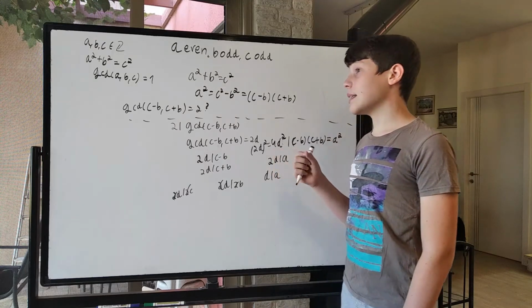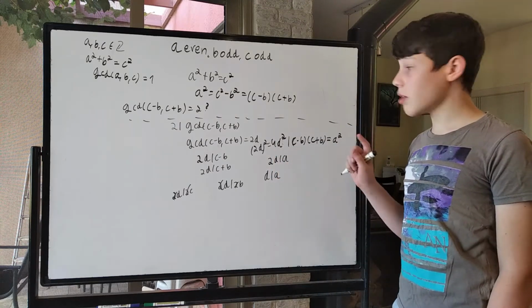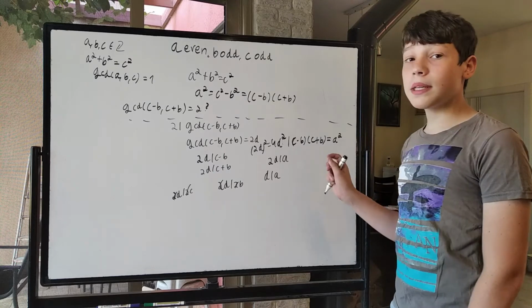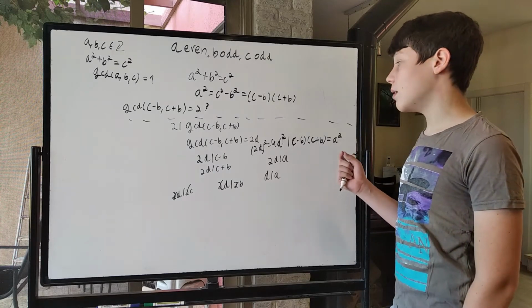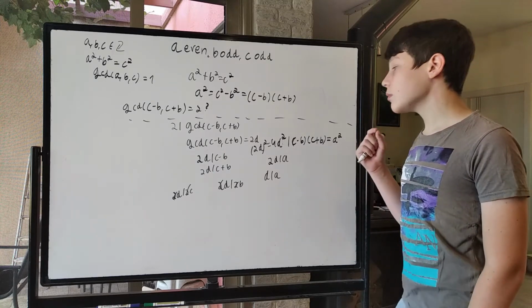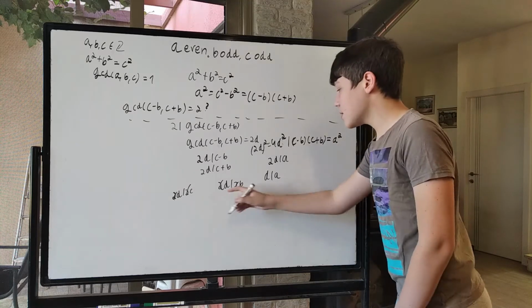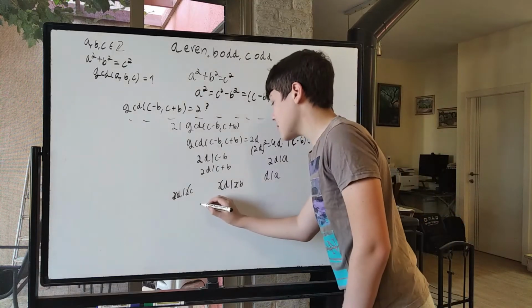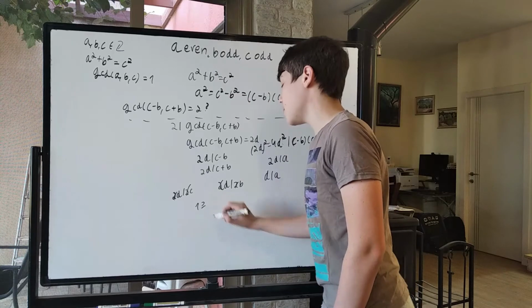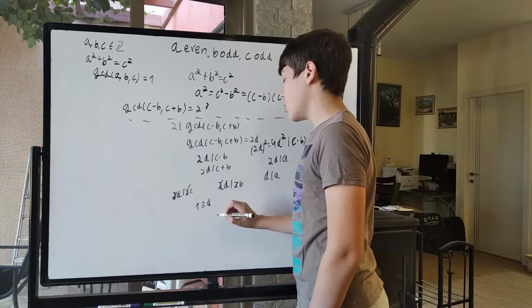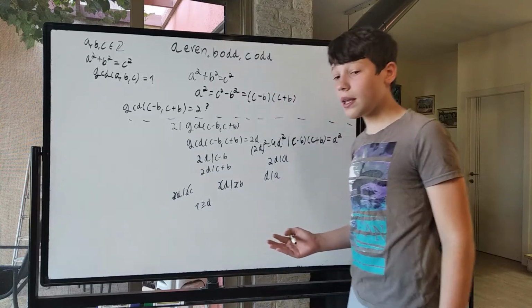Now this is not a contradiction, because D can still be 1. But we get that the GCD of A, B, and C, which is 1, has to be bigger than or equal to D. Or D divides 1, or however you want to write it.